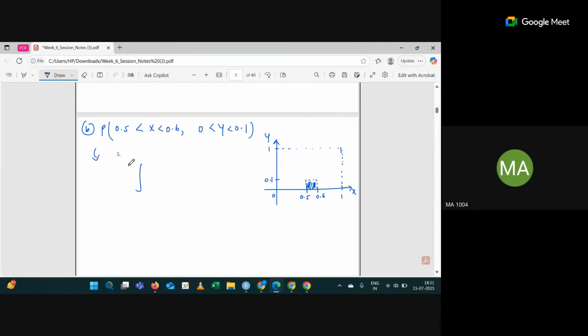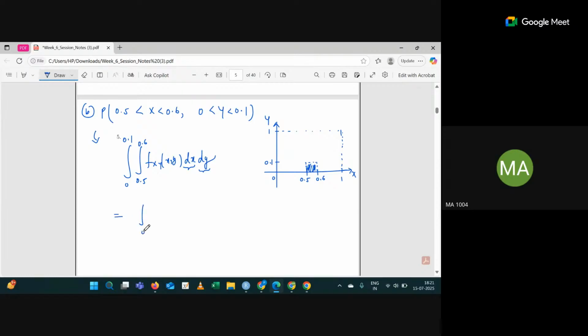First of all, I can write f(x, y), with dx first and dy second. What is the limit of x? First I have to substitute 0.5 to 0.6. What is the limit of y? 0 to 0.1. So this will be 0 to 0.1, and here it will be 0.5 to 0.6, of 1 dx. Yes or no?